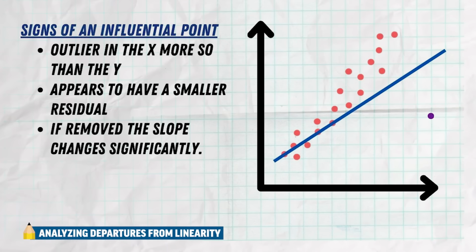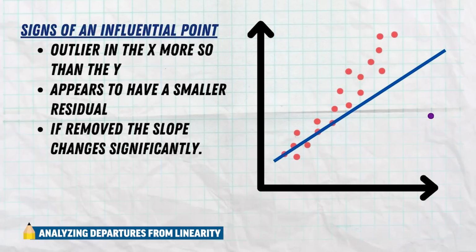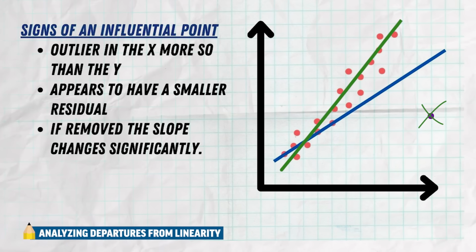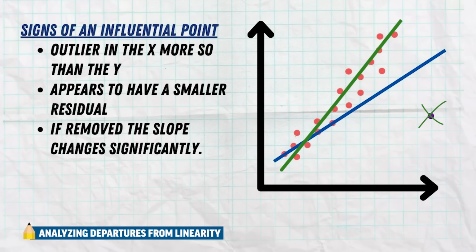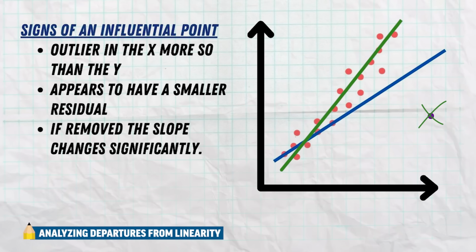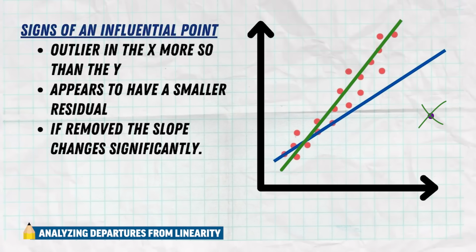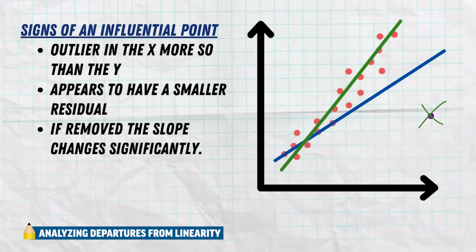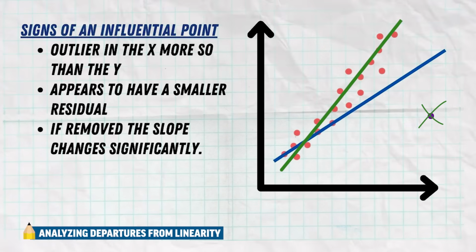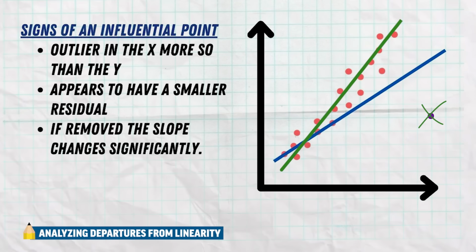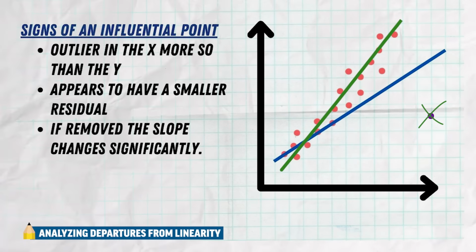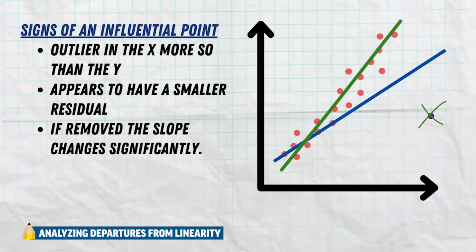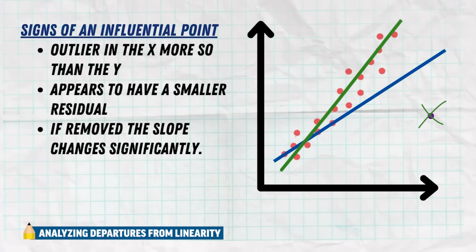If I were to take away that point, if I were to get rid of this point, we would actually see that the best line would be a line maybe going through the data like this. So again, adding that point changes the slope, which also simultaneously means if I remove that point, it's going to change the slope. So again, these are all signs of influential points. They're outliers in the X direction more so than the Y. They actually appear to have a smaller residual because the line is so influenced by it, trying to give it a small residual. But if it's removed, the slope changes significantly. This is what we see as an influential point.